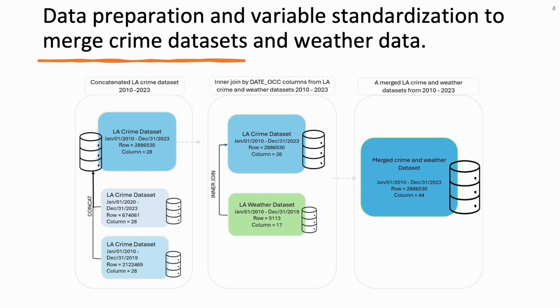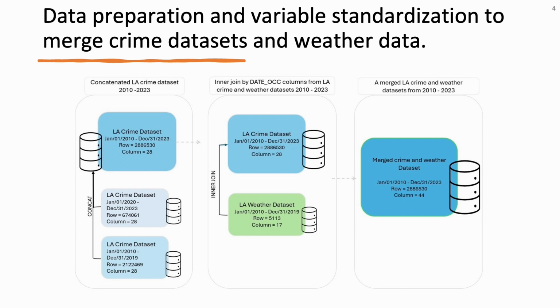As part of our data preparation, we standardize naming by adding underscores to all column names in place of spaces. As we can see in the first column in the graph, our first merge is the crime and the crime data set from 2010, 2019, and 2020 through 2023. We got 2.8 million rows and 28 features.